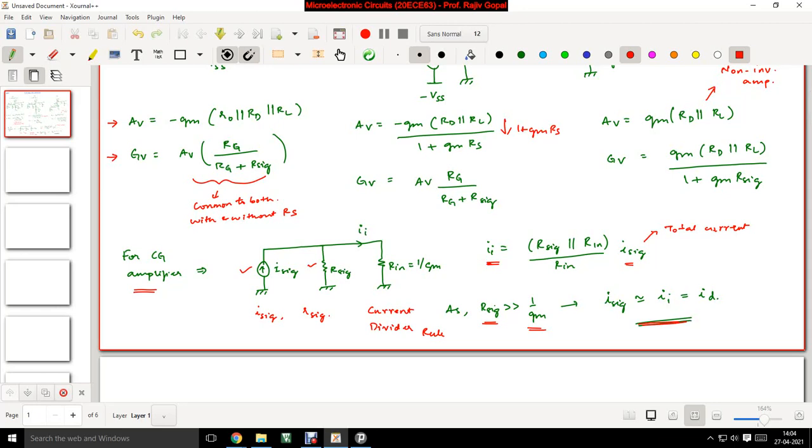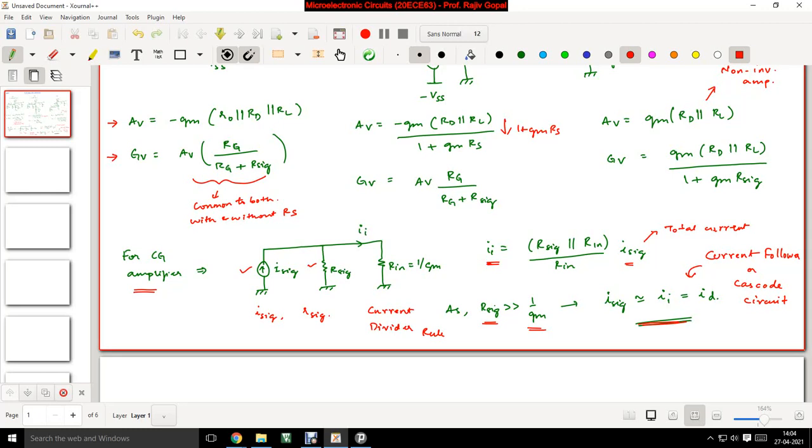So this means that whatever input signal current I am getting from the amplifier stage cascaded before the common gate amplifier, the same current is flowing at the output of the common gate amplifier also. That is why we call common gate a current follower, or cascode circuit. We will study more about cascode circuits much later on, when we study current mirrors.